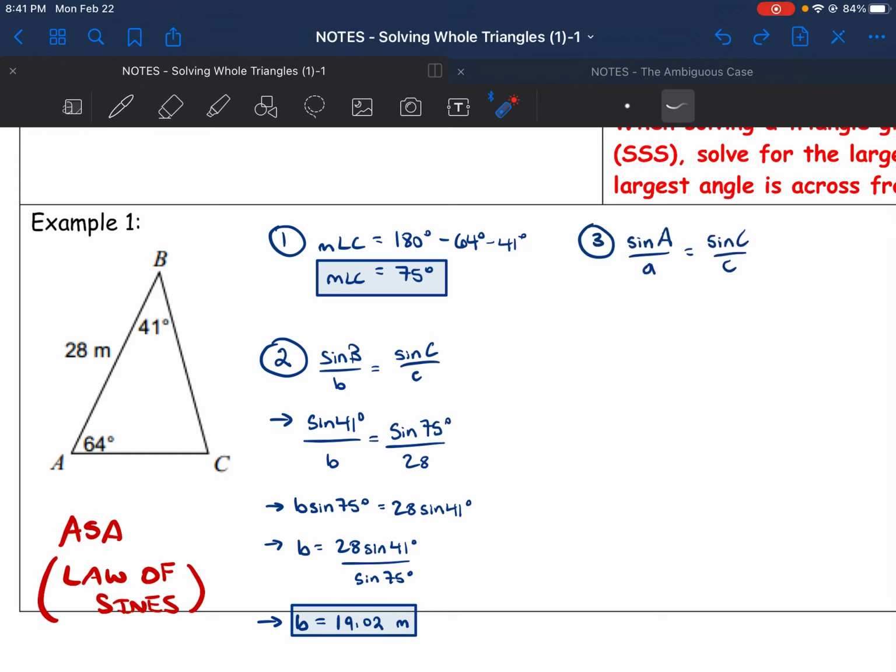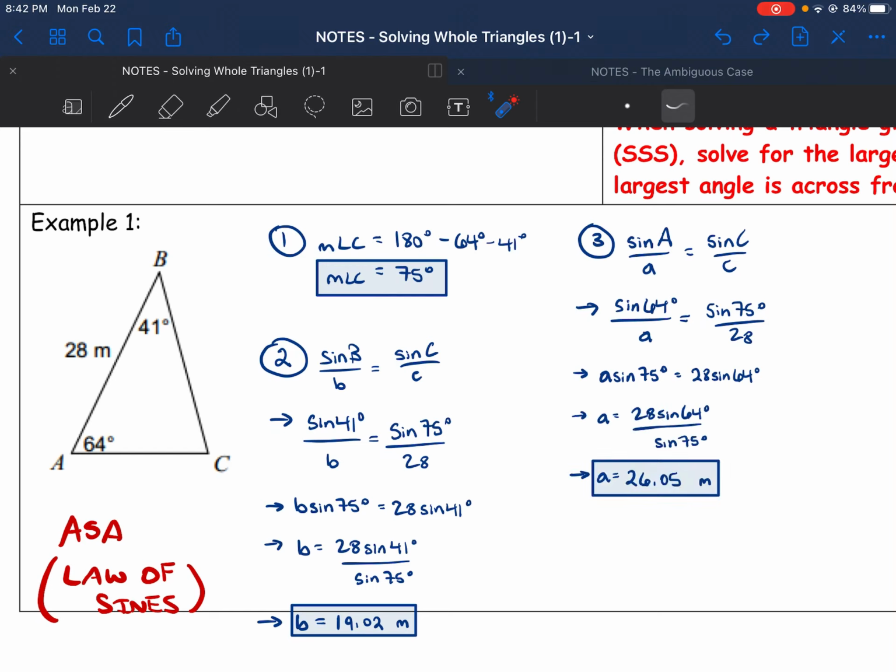So I'm going to go ahead and find side A using the law of sines, and I'm going to set it up as sine of angle A over side A equals sine of angle C, which we know is 75 degrees, over side C, which we were given as 28 meters. Again, making sure that we cross multiply and solve, we're going to get that A times the sine of 75 degrees equals 28 times the sine of 64 degrees. Then we'll divide both sides by the sine of 75 degrees.